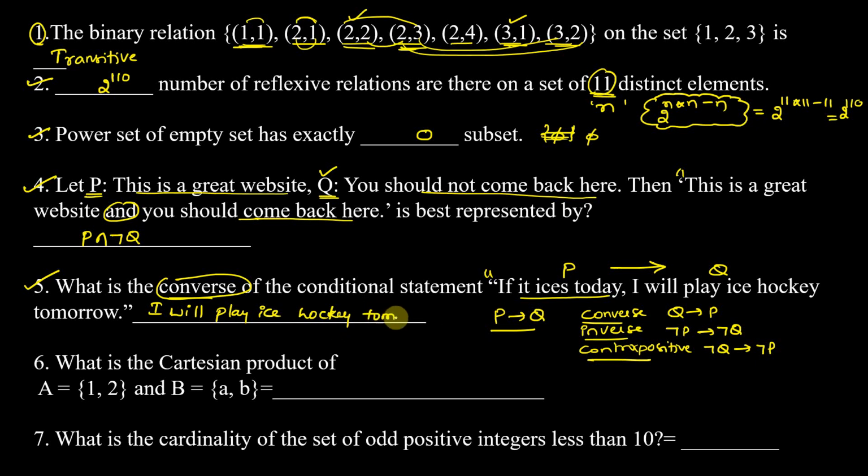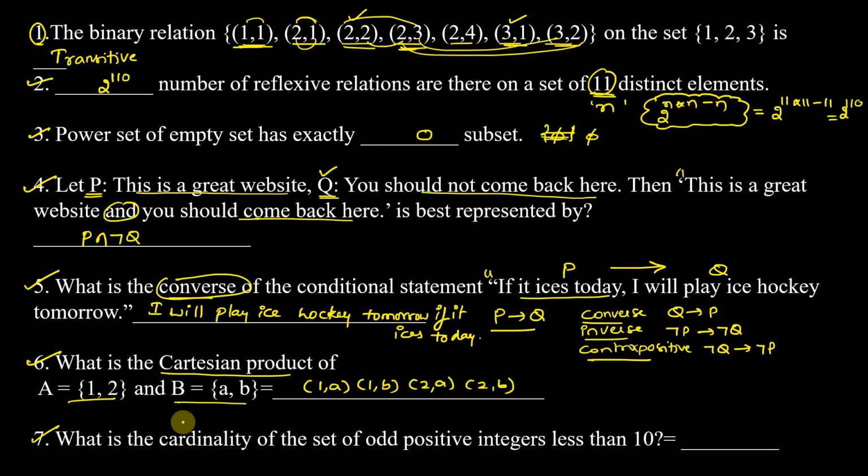Ice hockey tomorrow if it ices today. If it ices today, this is a converse. Now question number 6. What is the Cartesian product of A equal to {1, 2} and B equal to {a, b}? The Cartesian product contains the ordered pairs of A and B elements. Those are (1,a), (1,b), (2,a) and (2,b).